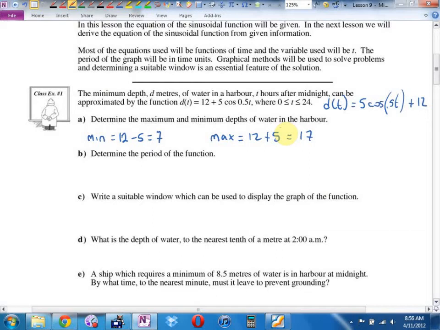Period. It says determine the period of the function. Well, the period was 2 pi over B. What was B? That was the number in front of the variable X, or in this case, the number in front of the t. It's going to be 2 pi over 0.5. Dividing by 0.5, what's that the same as multiplying by? 2. You know what the period is? 4 pi.